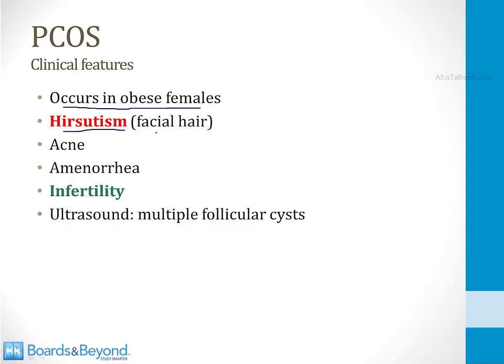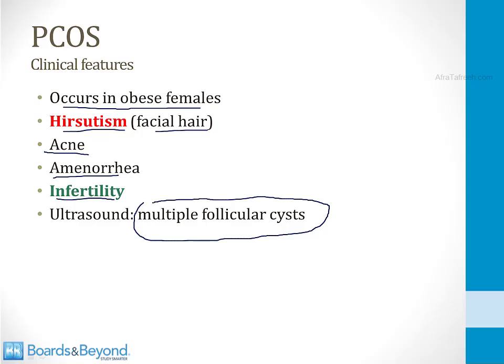hirsutism, which will present as facial hair. There is acne. They will have amenorrhea, and they are infertile. And on ultrasound, you will see multiple follicular cysts. These are follicles that fail to develop normally, and this is how the disorder gets its name, polycystic ovarian syndrome.